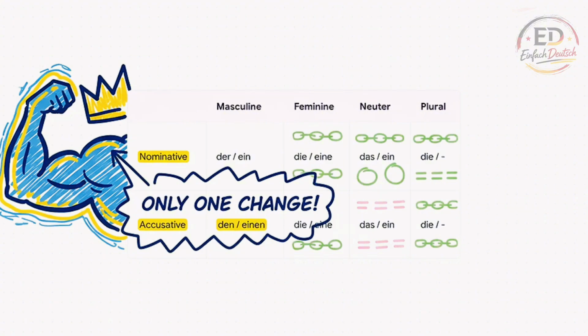Now, here's the best part about the accusative. It's actually pretty simple. Look at this chart. The only thing that changes is the masculine article. Der becomes den and ein becomes einen. That's it. Feminine, neuter, plural, they all stay exactly the same. So you only have to keep an eye out for that one little change.